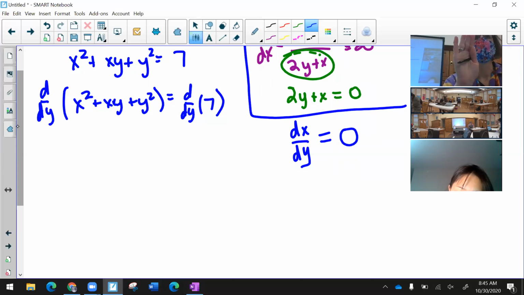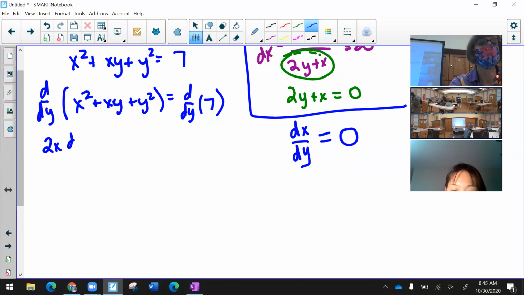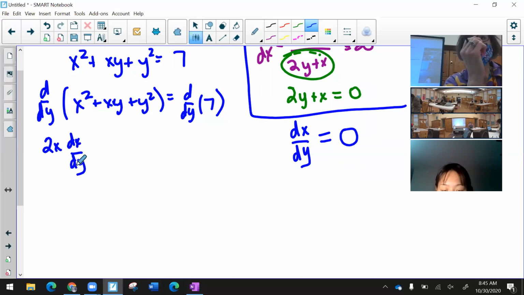Okay. So let's go through this term by term and be really careful. If I'm taking the derivative with respect to y, what's the derivative of x squared? 2x dx dy. Okay. Because now x is that thing that's a function of y. x is my composite function.